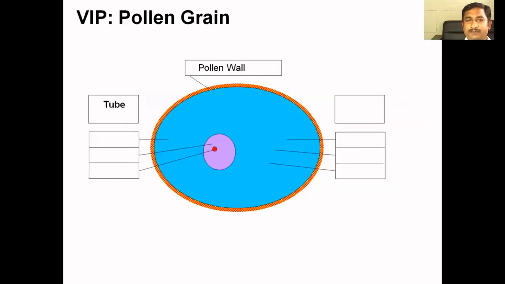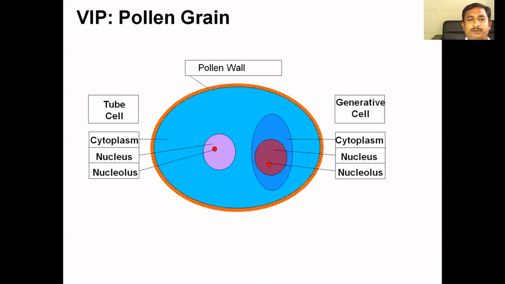For example, if I give a diagram like this, a pollen grain, there is a pollen wall. You need to understand this is a pollen wall. There is a tube cell, and there is a generative cell. Inside the pollen grain, there are two cells. One is a tube cell, and another is called a generative cell. And inside this pollen grain, there is cytoplasm, and there is a nucleus, and there is a nucleolus.